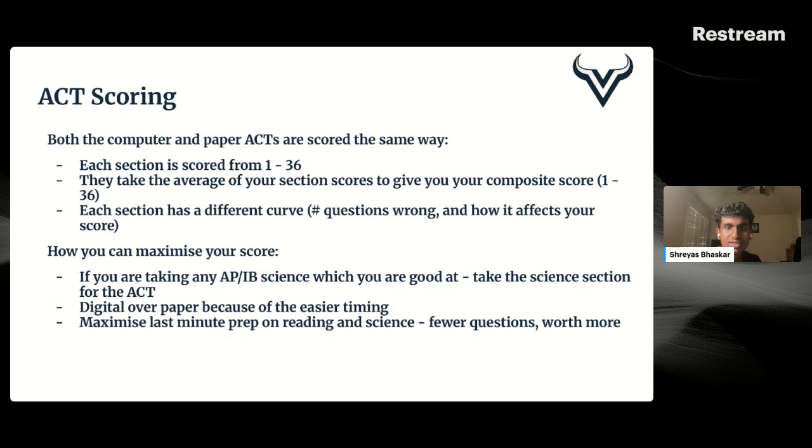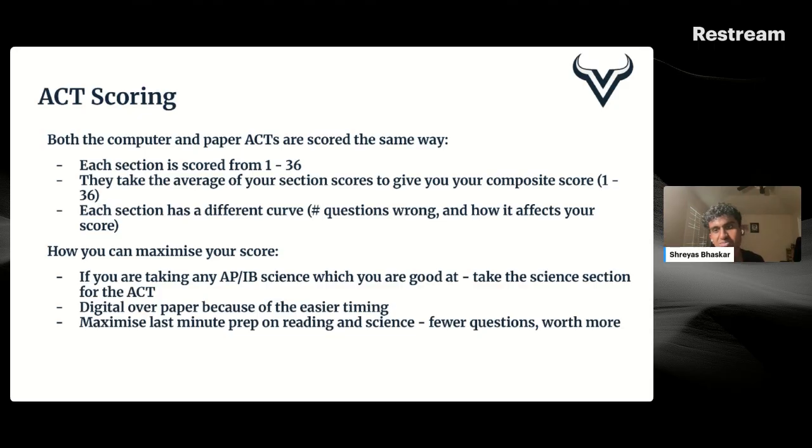So each section has a different curve, and each test also has a different curve. So like the curve for math will not be the curve for English. A curve is basically the number of questions wrong and how it affects your total score.